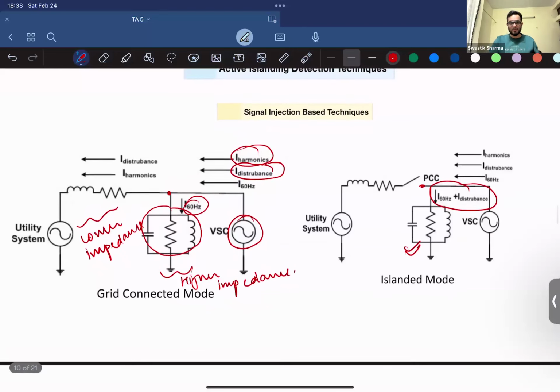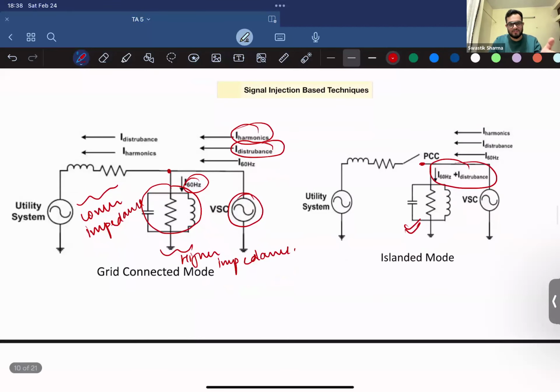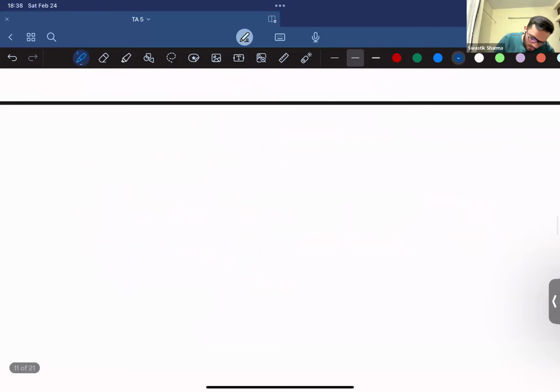So still in this system, you are indirectly causing your system to go out of synchronism, or you're causing the system to go into disturbance, right? And you're also creating a power quality issue. So these injection techniques also cause the system to go under stress to be able to tell if an islanding has happened or not. There is one more technique called positive feedback technique.